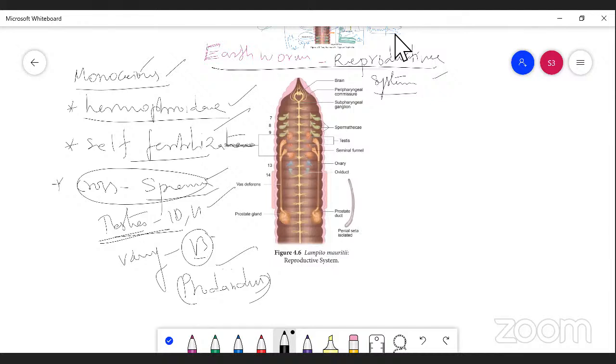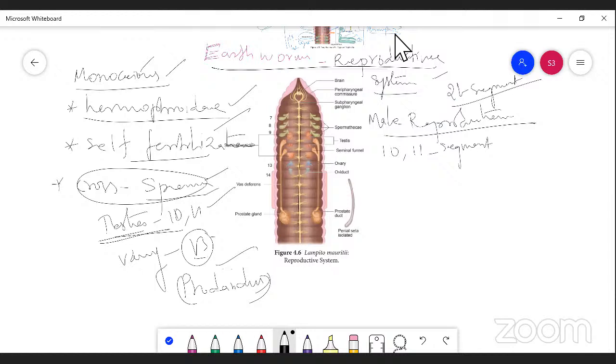Next, where are the male reproductive organs found in the earthworm structure? I already told you that a matured, normal earthworm has 21 segments in its body structure. Now we are taking just the male reproductive system. In the earthworm, the male reproductive system is located, as already told, in the 10th and 11th segments. See, this is the earthworm body structure.